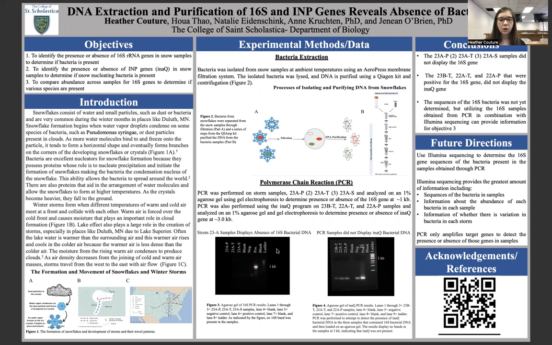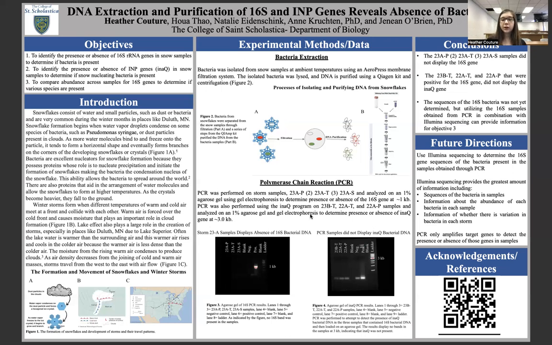Our results showed that the positive control had a band, this 16S band at 1 kb, but in all of our samples, no band was seen, especially at 1 kb. So this indicates that we did not have any 16S genes present in our PCR samples, which indicates that bacteria was not present in those samples at all.